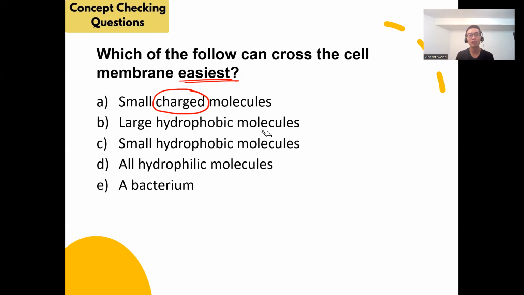So we have large hydrophobic molecules. Anything that's hydrophobic will be able to cross. But the problem is this is large, right? If it's too big, it's not going to be able to do it on its own. You might need a carrier protein to do that for you. But if it's small and it's hydrophobic, that is the perfect choice. They are able to cross on their own, no problem. Hydrophilic molecules will not be able to cross on their own because of the hydrophobic tails in the cell membrane. Bacterium is not going to be able to cross easily.